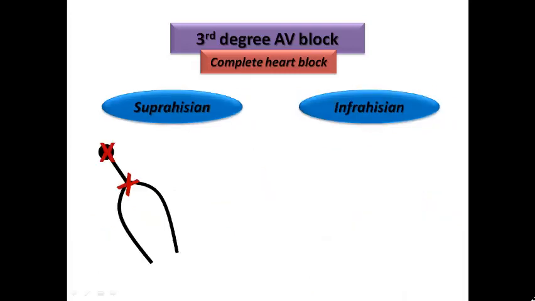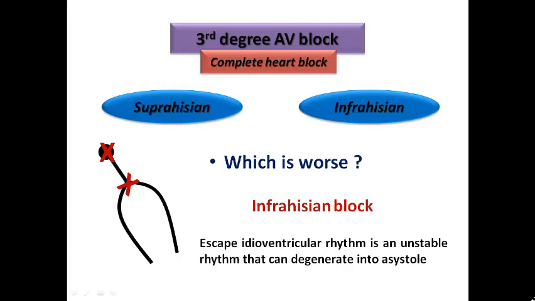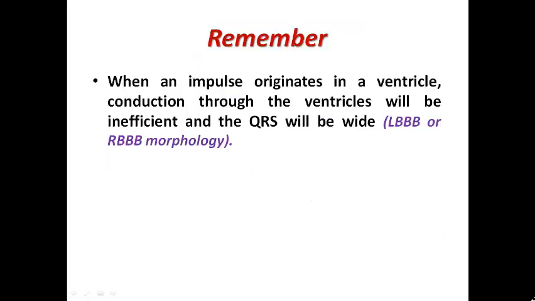And which is worse, suprahisian or infrahisian? Of course, infrahisian block is much worse than suprahisian, because escape idioventricular rhythm is considered an unstable rhythm that may degenerate easily into asystole. So once you diagnose complete heart block and you find that the escape rhythm is wide complex, it is considered escape idioventricular rhythm and you should rush for a temporary pacemaker.